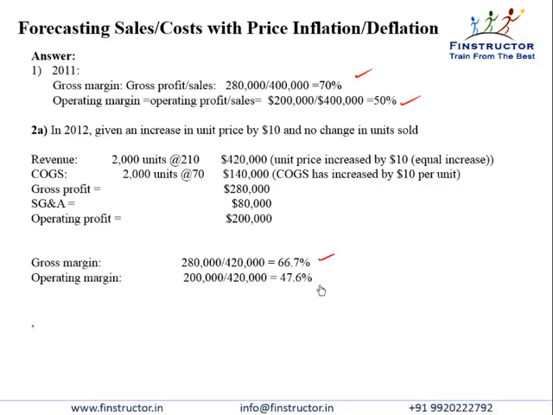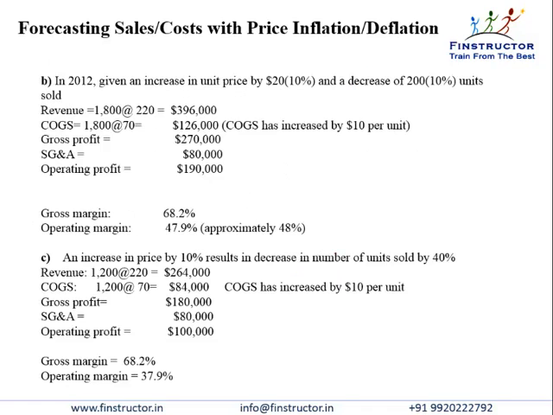This was case A, 66.7 and 47.6. Case B, the margin is slightly better than case A, but in absolute terms, it is not better. Case C, again the operating margin takes a further hit because volumes go down drastically.